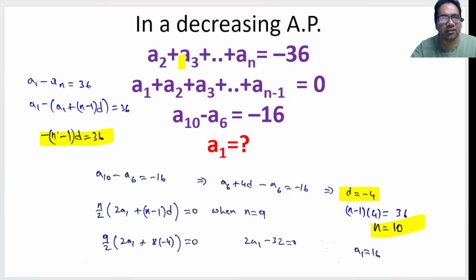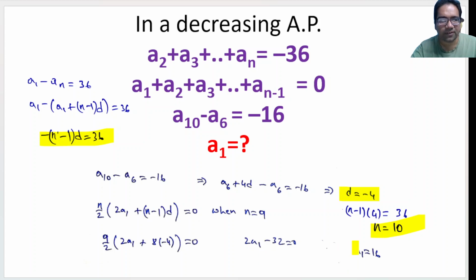There are 10 terms. Now, let's directly use the sum of 9 terms. This is 9 terms, right? The sum of the first 9 terms, when d equals minus 4, is equal to 0. So what is the sum of n terms of an arithmetic progression? n by 2 into 2a plus n minus 1 into d. When n equals 9, this becomes 9 by 2 into 2a plus 8 into d. What is d? Minus 4. So this becomes 2a minus 32 equals 0. That means a equals 16.